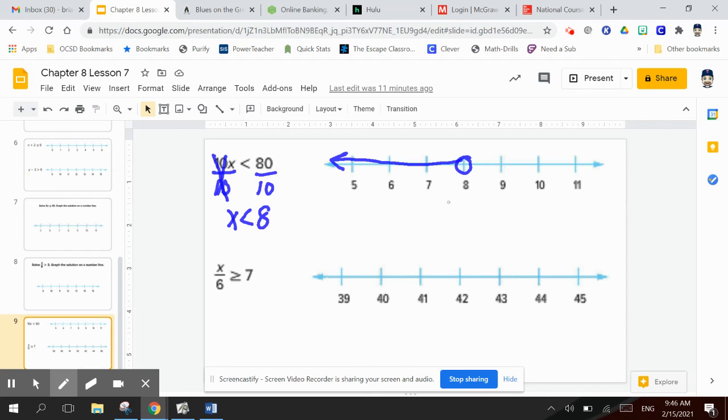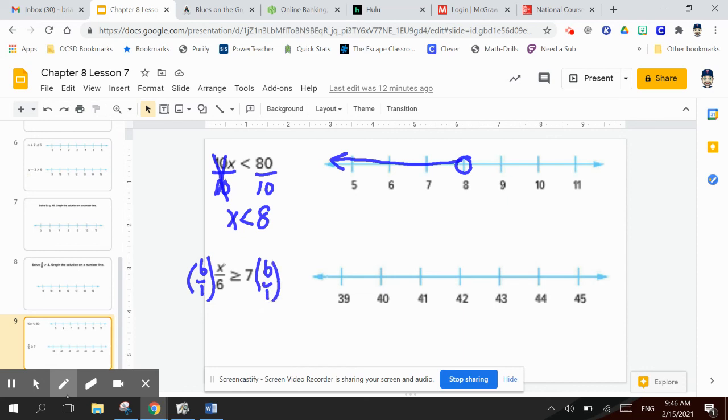On x divided by 6 is greater than or equal to 7. So I have a division problem here. So the opposite of divide is to multiply. So I'm going to multiply by the denominator, which is 6 over 1, and multiply 7 by 6 over 1.